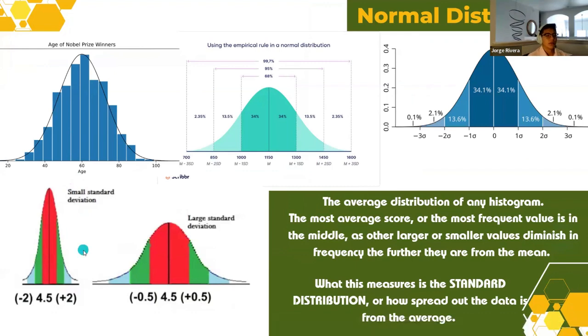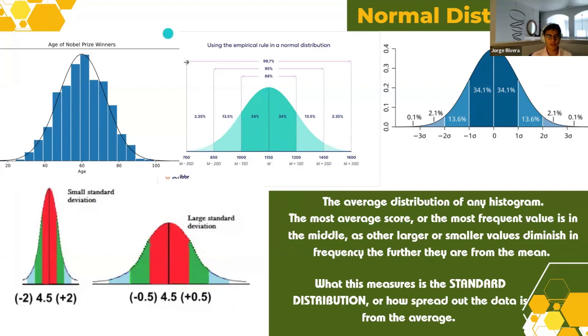Okay, when you look at a lot more stuff regarding statistics, you'll see the average distribution of any histogram. This is the most average ever, right? The most average score, or the most frequent value, is in the middle. So we can see the frequent value over here.